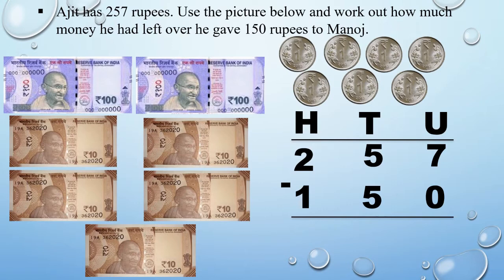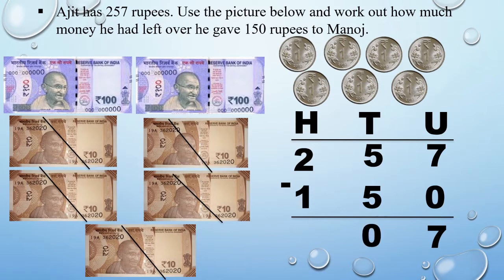For subtraction, let us see the units column first. 7 units minus 0 units is equal to 7. Now let us move to the next one, that is the tens column. 5 tens minus 5 tens. Now let us cut first 5 tens here, which means 5 notes. 1, 2, 3, 4, 5. So how many remaining here? 5 minus 5 is equal to 0.